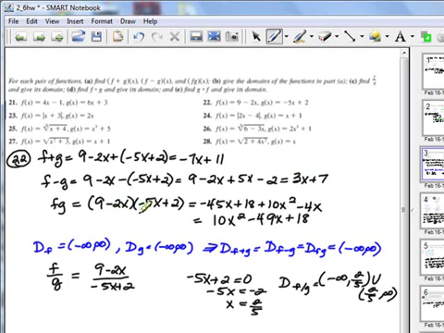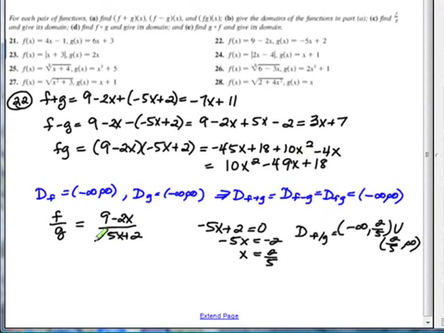And then the product of the two functions we multiply by distributing. So we would get negative 45x plus 18 plus 10x squared minus 4x. So combining like terms, we get 10x squared minus 49x plus 18.